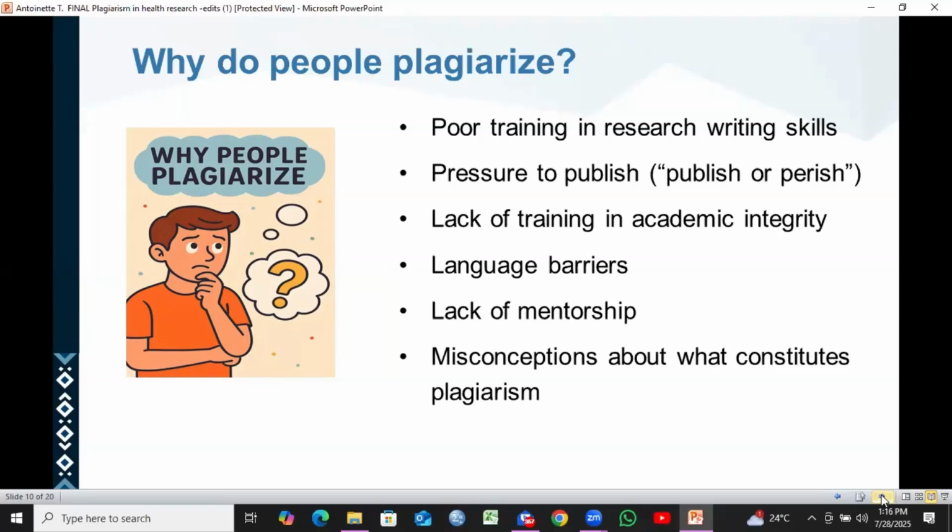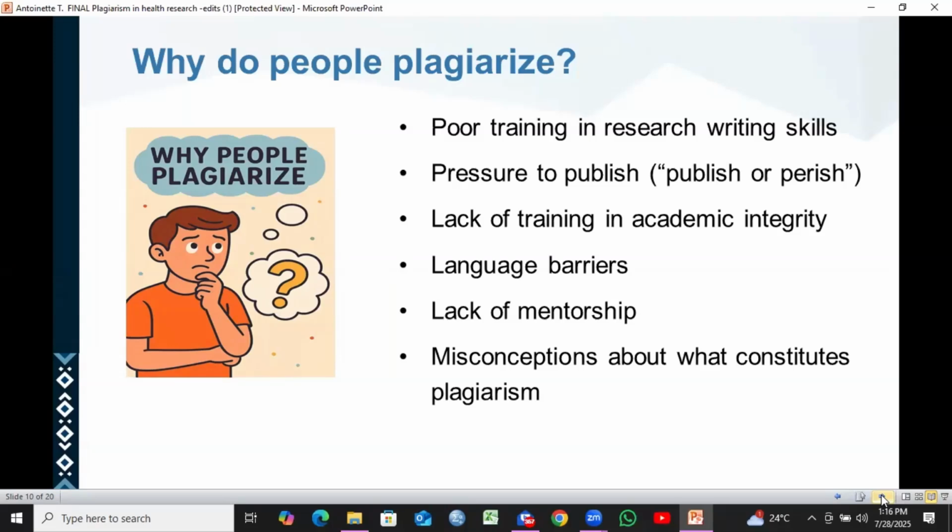We have lack of training in academic integrity. As we saw in the former slide, integrity is a very important aspect in research. When there is lack of academic integrity, there is a space for academic misconduct, with plagiarism being one of them. We also have language barriers. With language barriers, it's very common to copy and paste, because you just translate directly to your preferred language without paraphrasing properly.